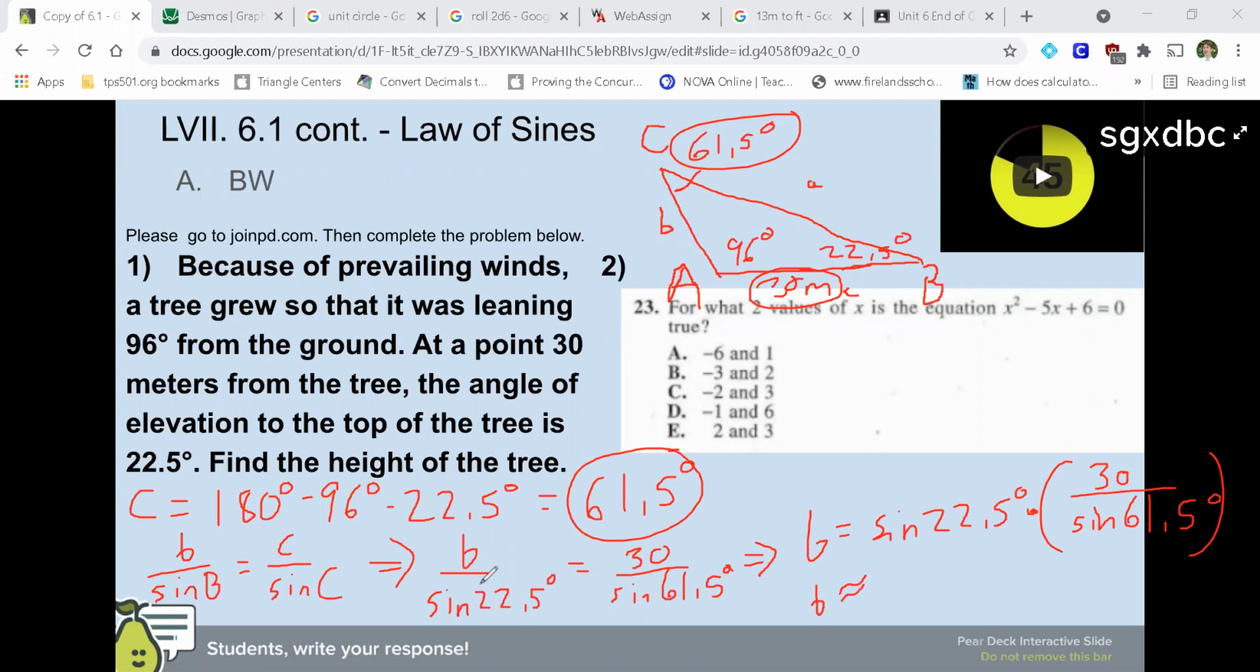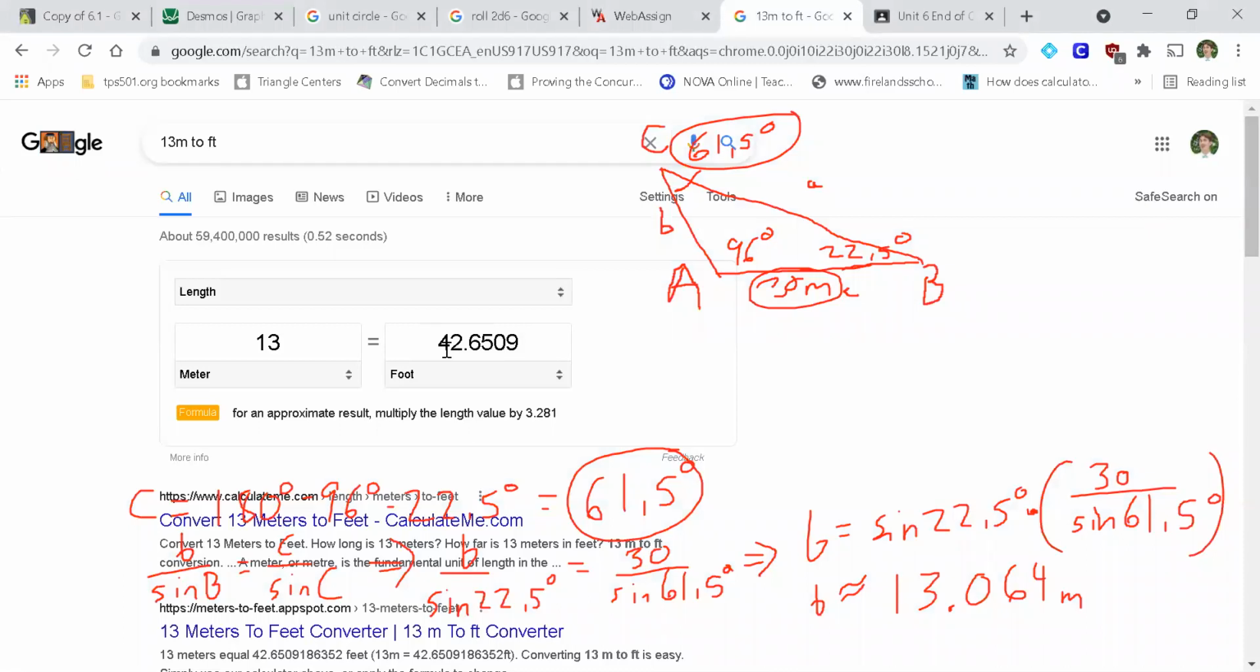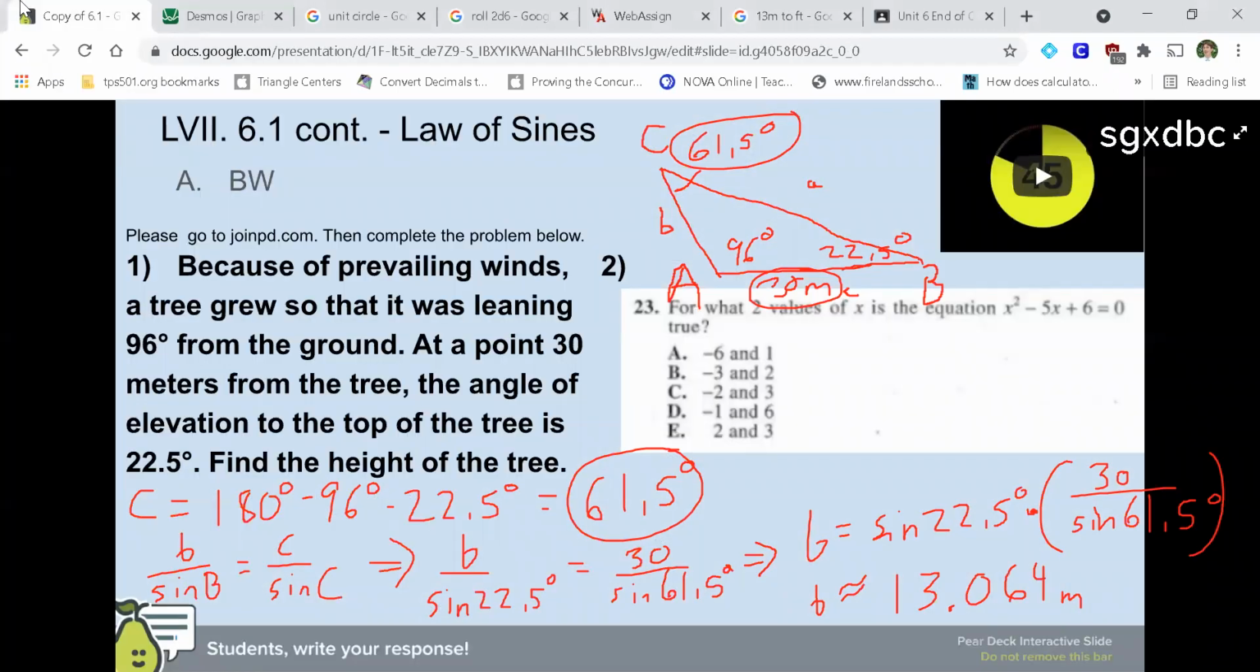Type that into the old calculator, and we find that this tree is pretty tall. Let me tell you what, that's 13.064 meters. Which would be about 42.5 feet tall. So that tree is just a little bit taller than I am. Right? Yeah.